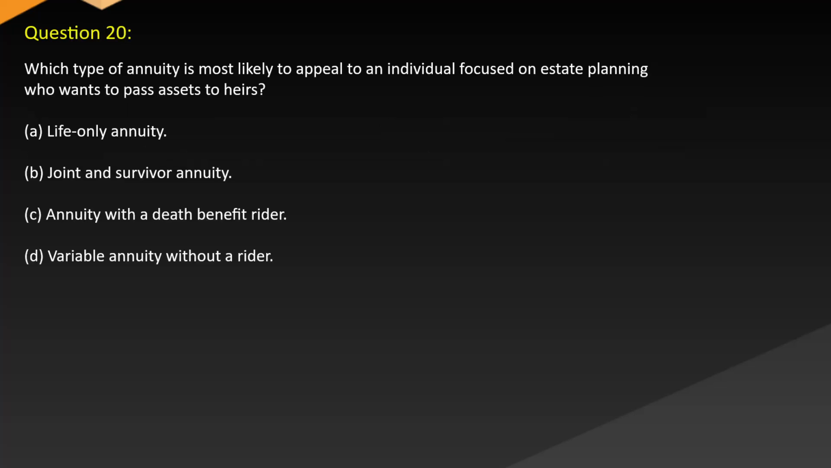Question 20. Which type of annuity is most likely to appeal to an individual focused on estate planning who wants to pass assets to heirs? A. Life-only annuity. B. Joint and survivor annuity. C. Annuity with a death benefit rider. D. Variable annuity without a rider.